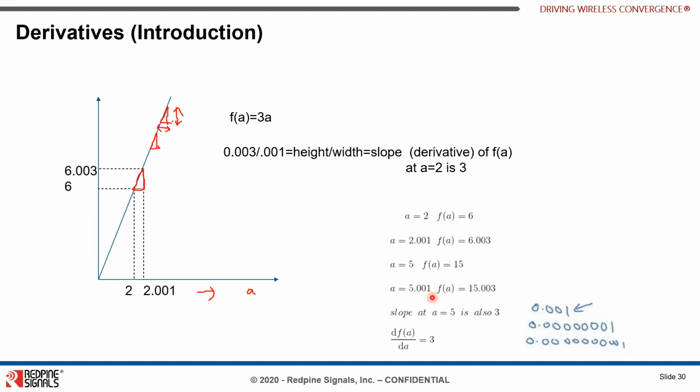So that is again 3. So that means the slope at a equal to 5 is also 3. Here, from the line itself, from the function, you can easily understand the slope should have been constant, and here it is. Here also the increment is 3, here also the increment is 3. So the slope, dfa by dA, is equal to 3.